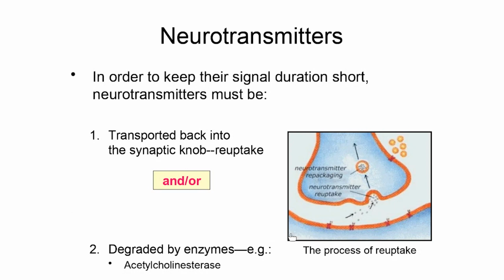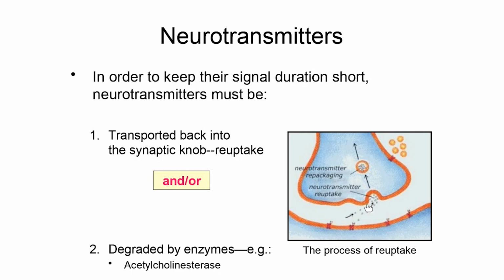And this diagram over here is actually showing you the process of reuptake. So we have a synaptic knob. This synaptic knob had neurotransmitter that was stored in it. Neurotransmitter was released. It crossed the synaptic cleft. It bound to this postsynaptic neuron, caused its stimulating effect. And now, once it's done that, it's done what we've needed it to do.